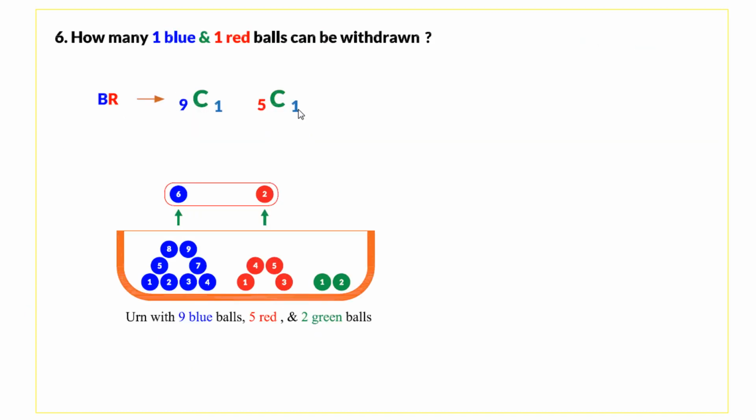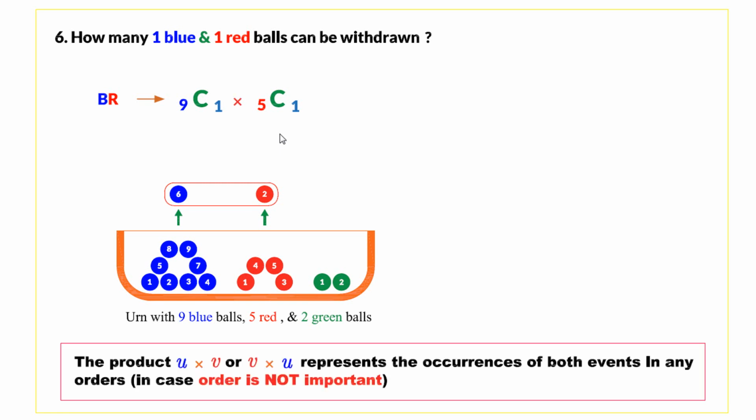So back to our question, we have two sets. The first one contains 9 combined 1 element, and the second set contains 5 combined 1 element. So to know the number of elements we can compose from both of them, we use the multiplication principle. According to this principle, we multiply the number of elements from each set and we get 45 possible outcomes of combining blue and red together.